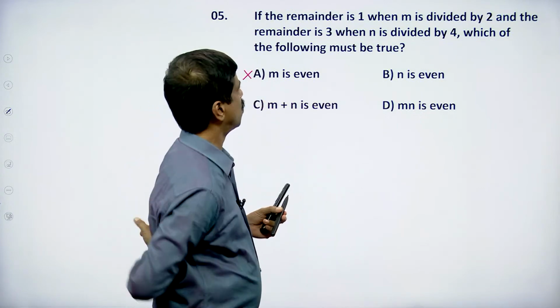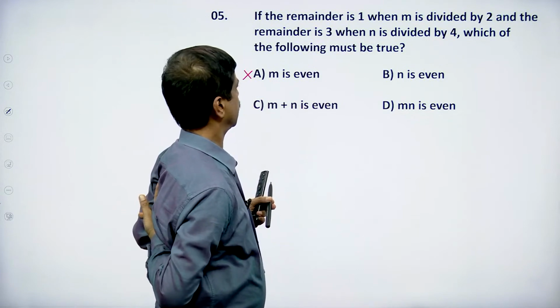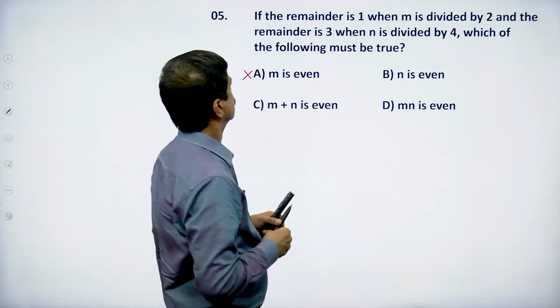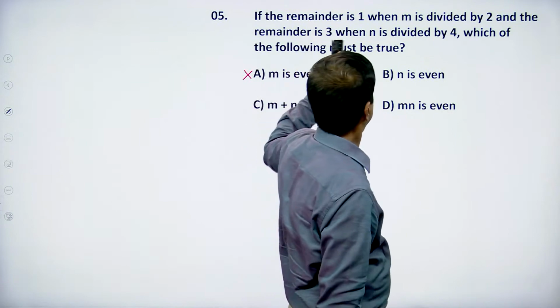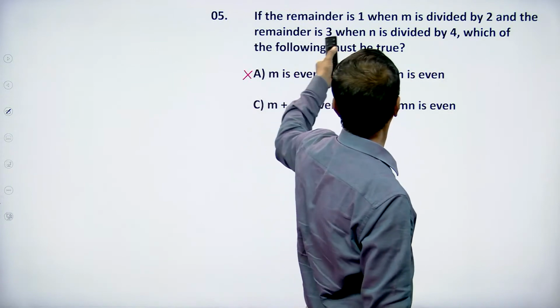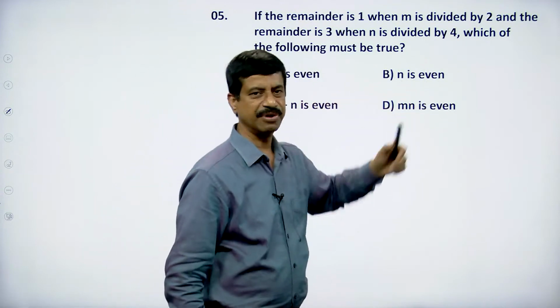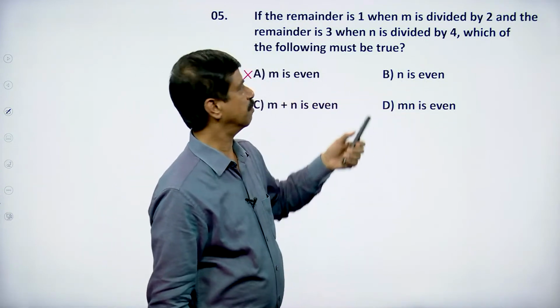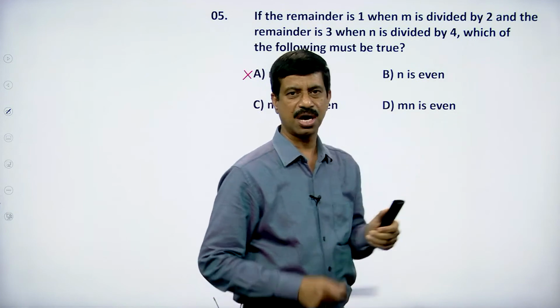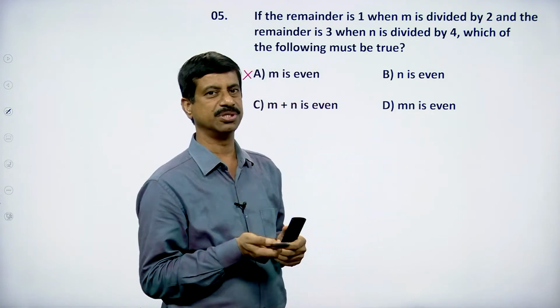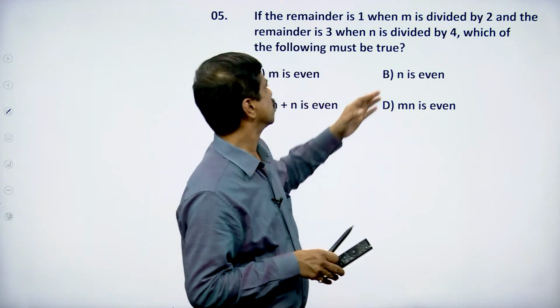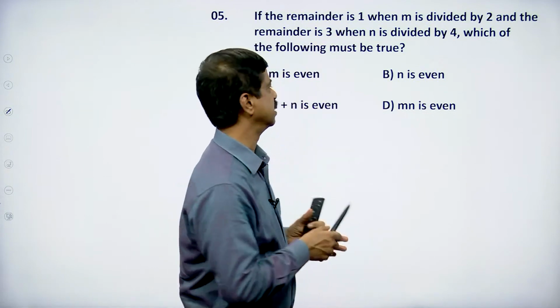So now next is what? N is even. So n is even means what? When n is divided by 4, it leaves a remainder 3. If n is even, whenever you take multiples of 4, they all are even only. So the remainder cannot be 3. So even this is ruled out.